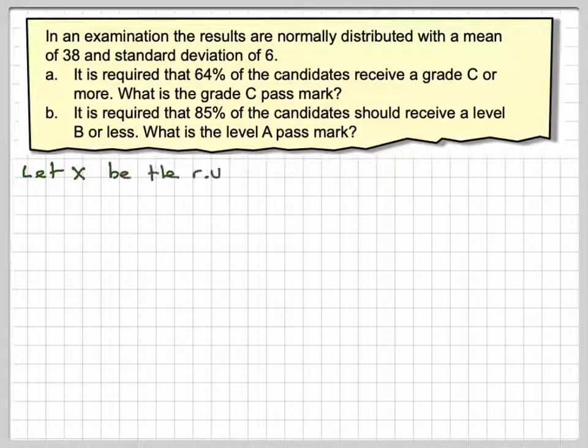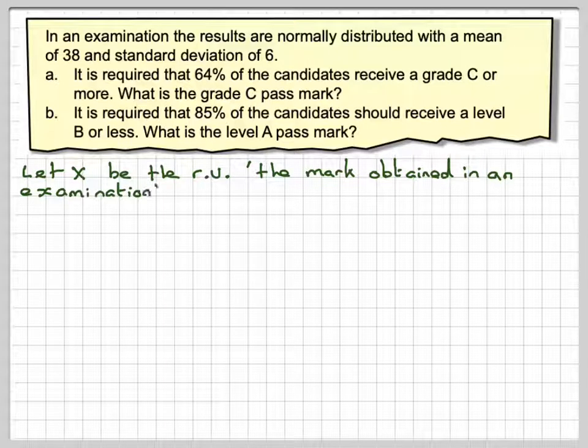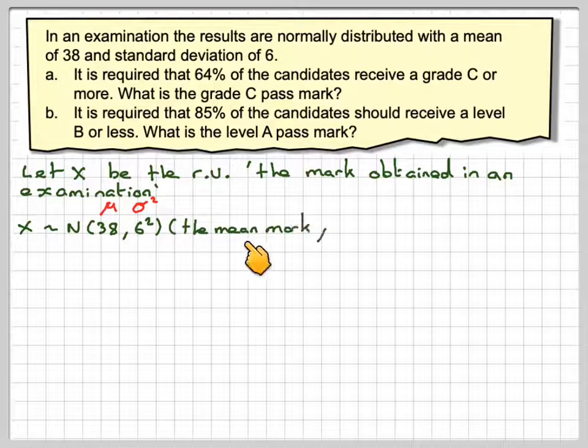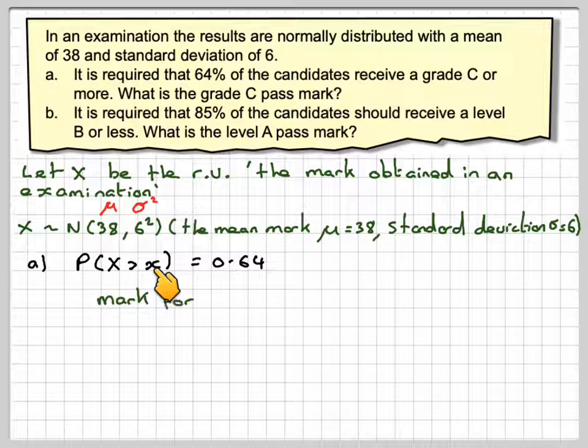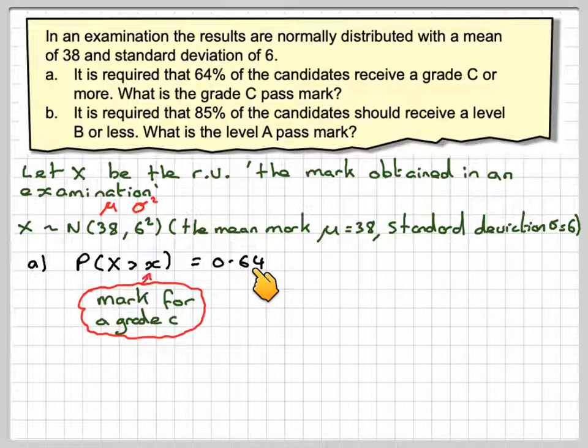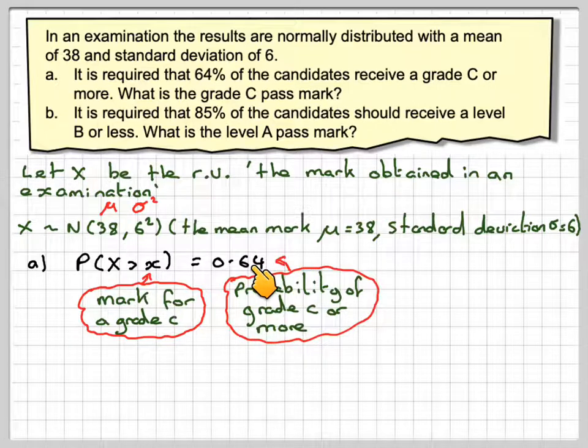Okay, so if we let x be the random variable, the mark obtained in an examination, then x is normally distributed with a mean of 38 and a standard deviation of 6, or a variance of 6 squared. The mean mark mu is 38 and the standard deviation is 6. So the probability that X is greater than x, this is what we want, is equal to 0.64, i.e. a mark for grade C. This will be the mark for the grade C. So the probability of a grade C or more will be that.